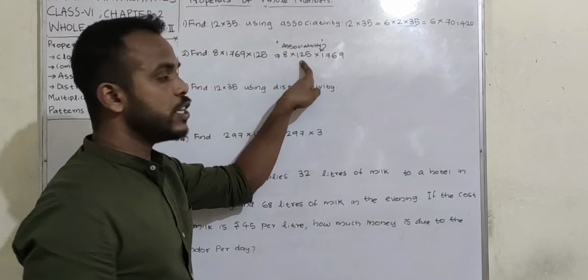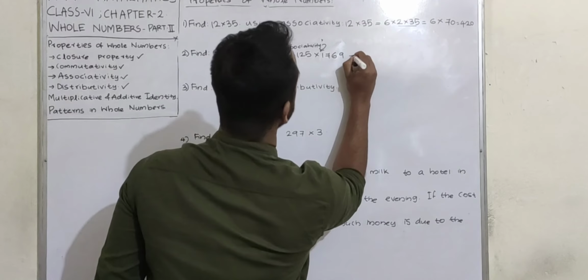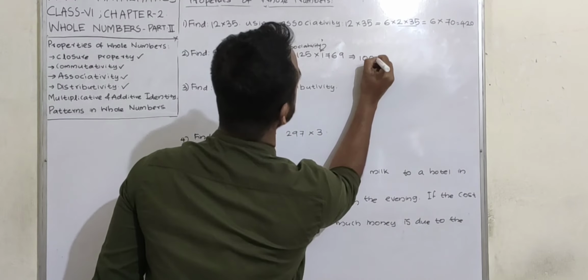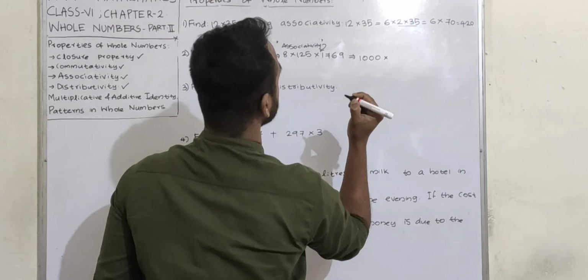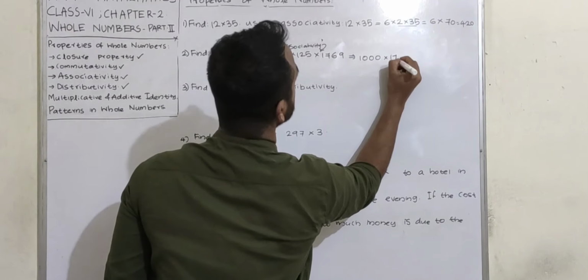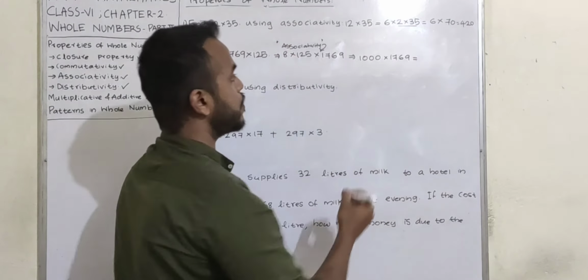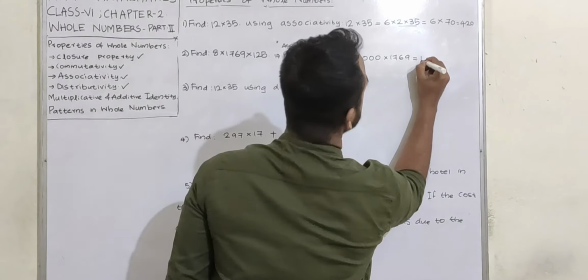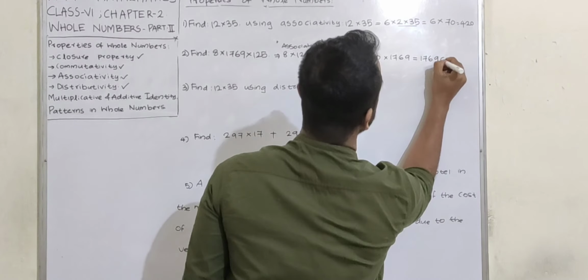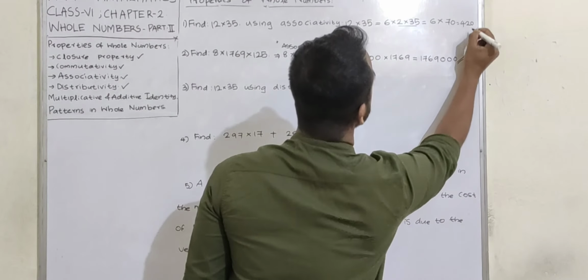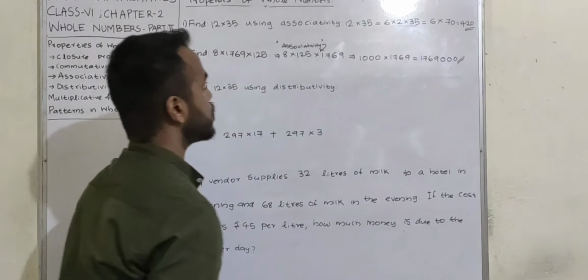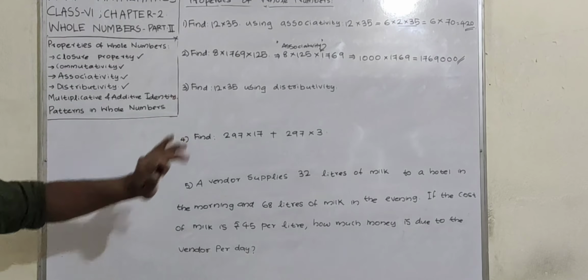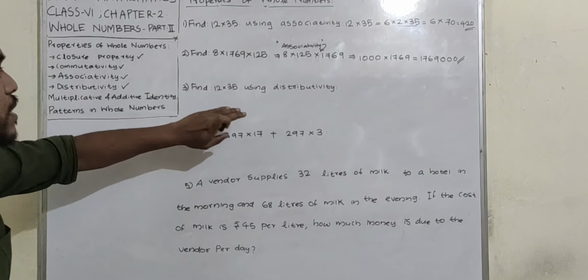Then what is 8 into 125? 8 into 125 is 1000. Now into 1769. This can be easily written by you. Only put 3 zeros. That's all. So 1769 and 3 zeros. So this is your answer. Now moving on to the next question.